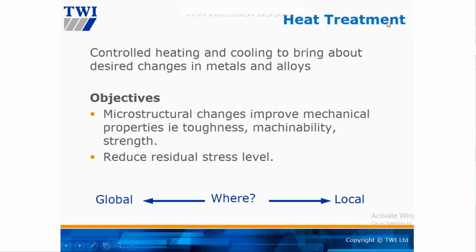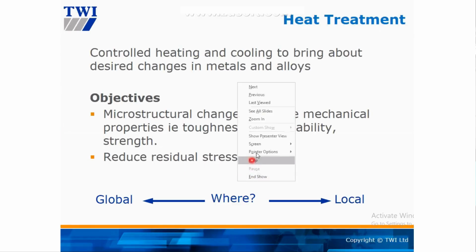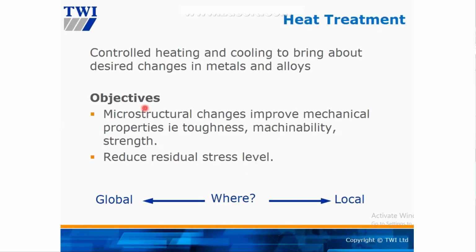All right, for the heat treatment here, control heating and cooling to bring out the desired change in metal and alloy. Objective: microstructure change, improve mechanical properties, i.e. toughness, machinability, strength, and reduce residual stress level. So for heat treatment, we have global.